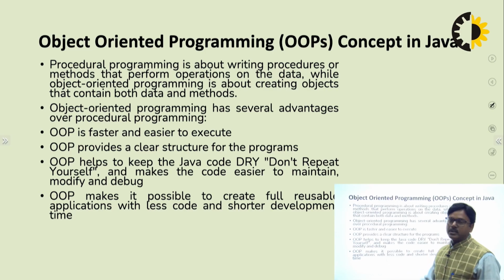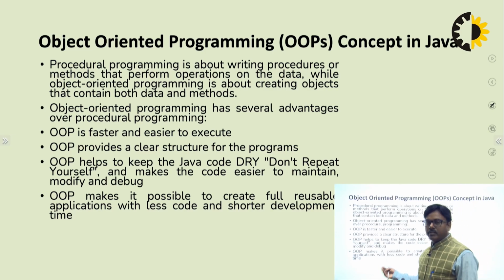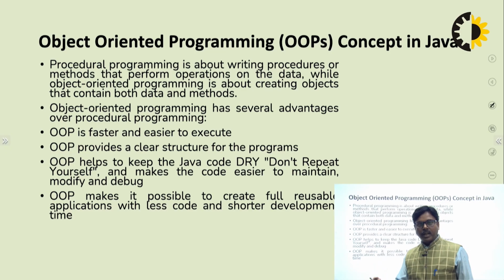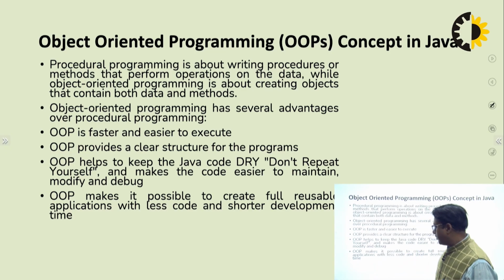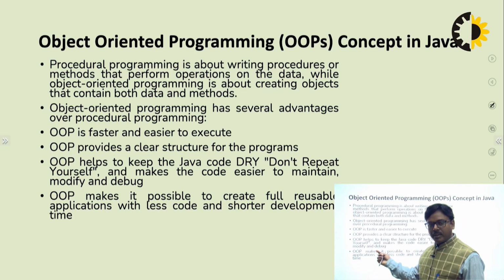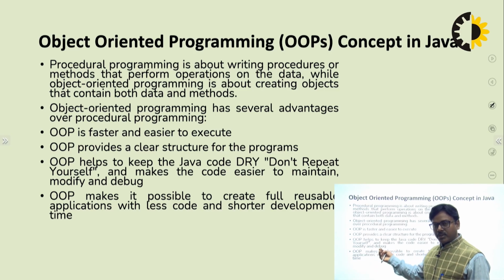DRY signifies: don't repeat yourself. That means when we use the concept of inheritance or polymorphism, all these properties come under the DRY property, that is, we can utilize the same code multiple times. Even when writing an interface, that also helps to utilize previous code which has been written once.